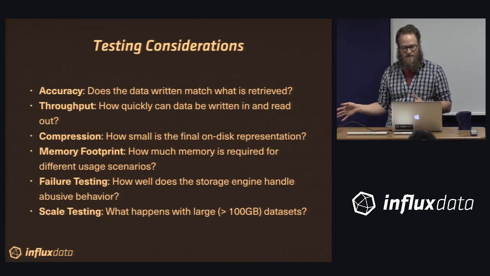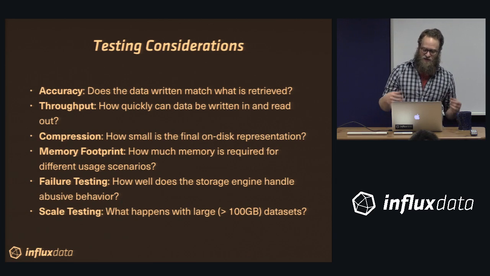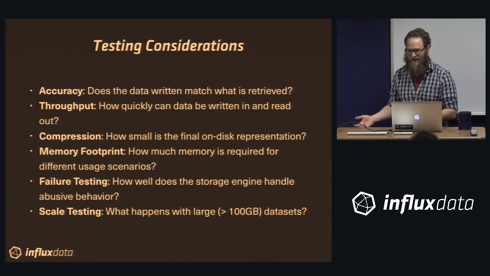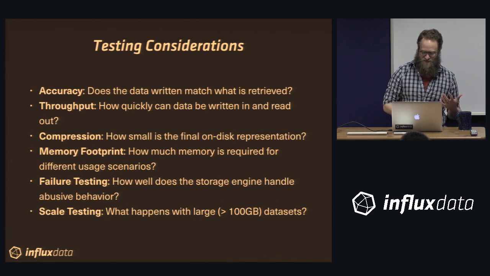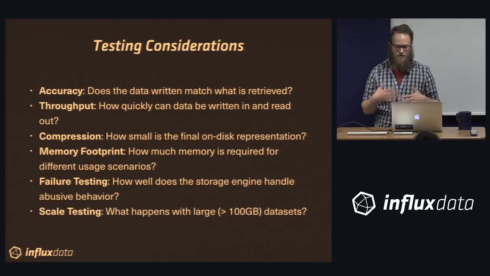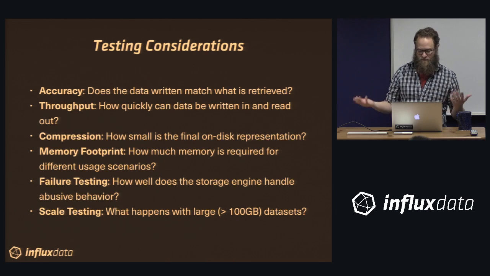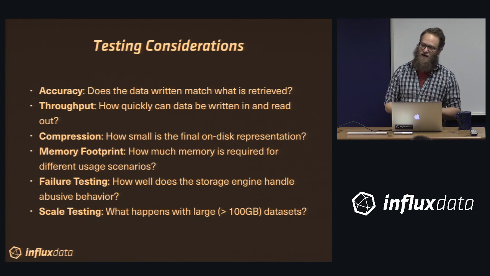This is definitely not an exhaustive list, but these are the top of the mind things that really matter. The most obvious one is accuracy. If you write data in, is that what you get out? That's on the easier end of the spectrum to test, but it's important, and it definitely matters, even as you're doing data compactions and things like that, making sure that the data doesn't get lost in any way. Throughput, something that people always ask: how fast is it? How quickly can we get data in? How quickly can we get it out?